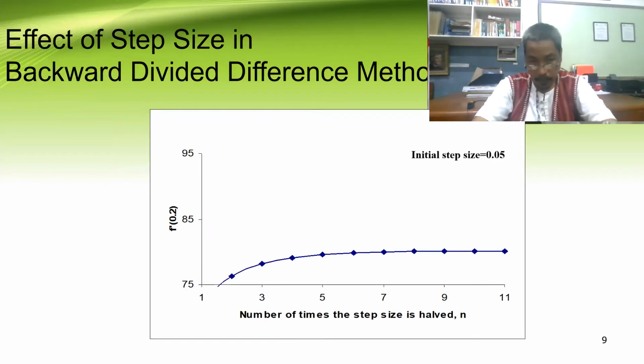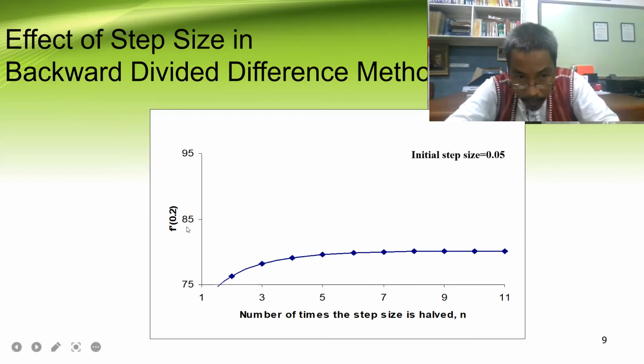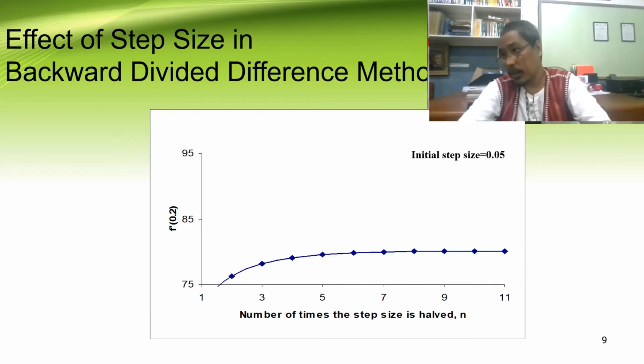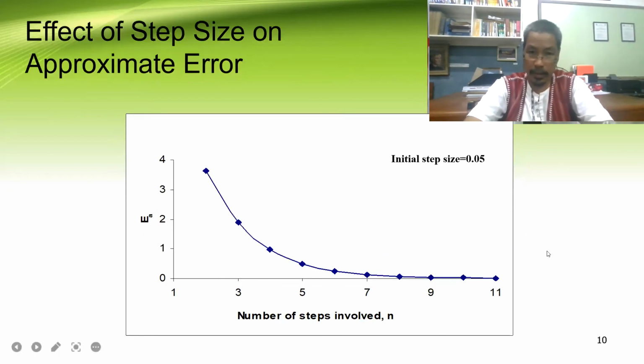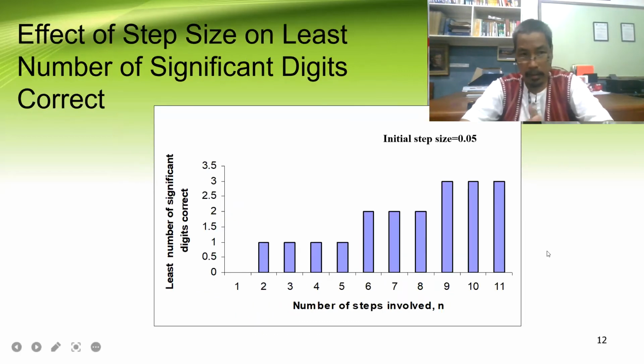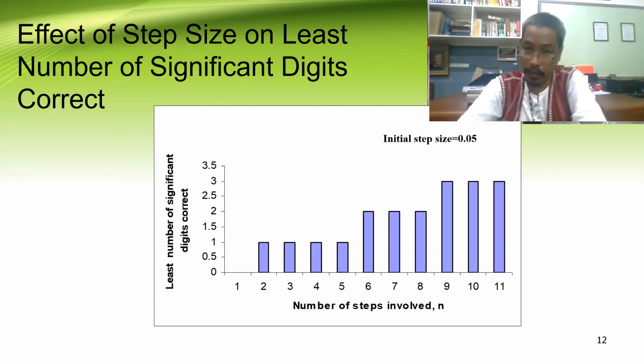But here, the value is going to about 80, because it is in between 85 and 75. So in between 85 and 75, about 80. And actually the answer is what? We already know the answer. The answer is actually 80.12. Okay, so that's why it is about 80. Okay, so how about the effect of step size on least number of significant digits? We'll give more details on that in the next module.